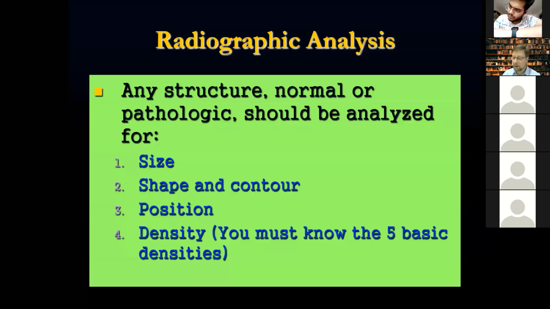Actually, during the quarantine, it's a little bit more problematic, but during the normal classes, all students usually work with real X-ray images and write reports. So you may try to do it also during the preparation for your classes. And the golden rule of reporting is that any structure, normal or pathologic, should be analyzed for size, shape and contour, position, density, and you must know 5 basic densities and operate with such terms as radiolucency, radiopacity.